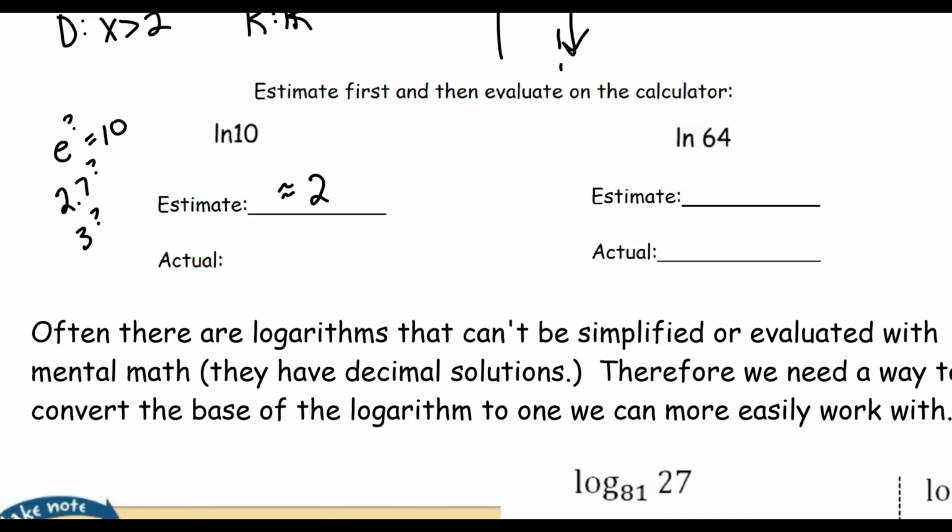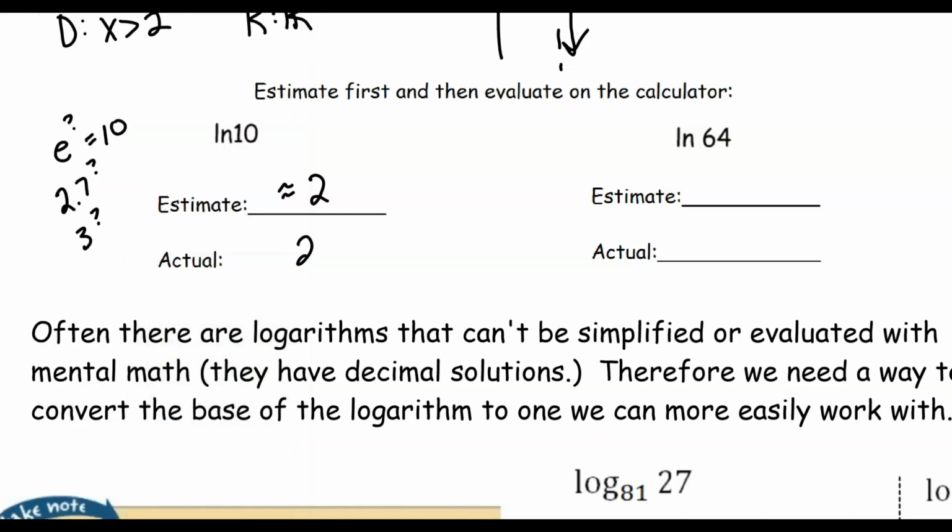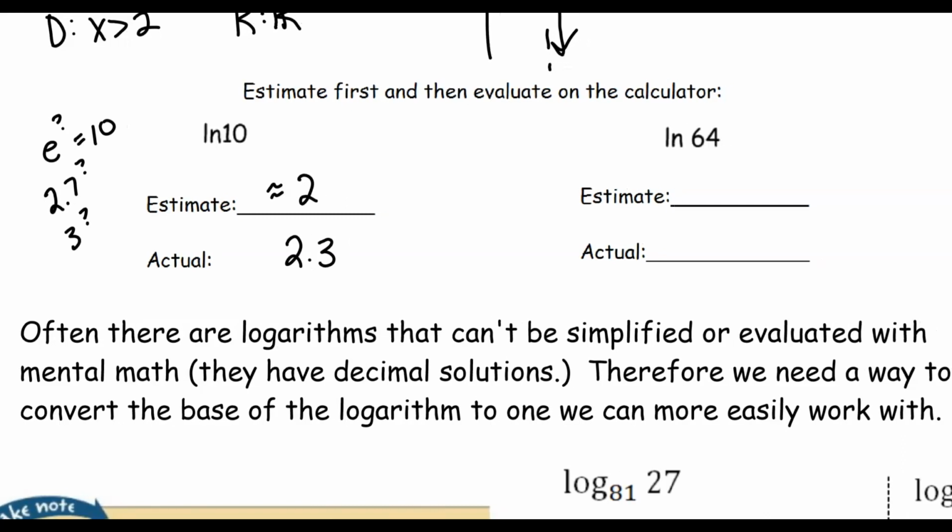So I think it can sometimes be difficult to estimate since e is 2.7. That's a tricky number to work with. So if I just test it out just to see, if I go natural log of 10, I get 2.3. So although just saying 2 isn't a really close estimate, again, it gives you just some number sense and some context. All right, natural log of 64.